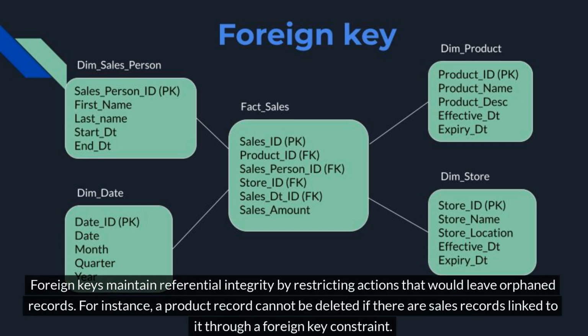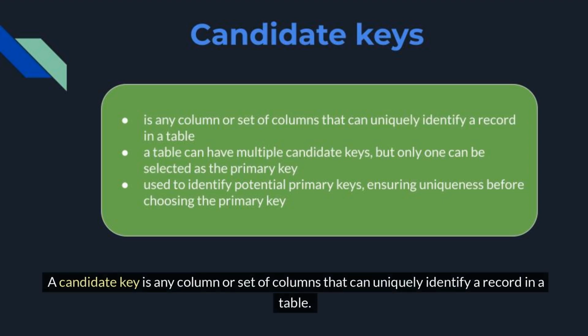Foreign keys maintain referential integrity by restricting actions that would leave orphaned records. For instance, a product record cannot be deleted if there are sales records linked to it through a foreign key constraint. A candidate key is any column or set of columns that can uniquely identify a record in a table.